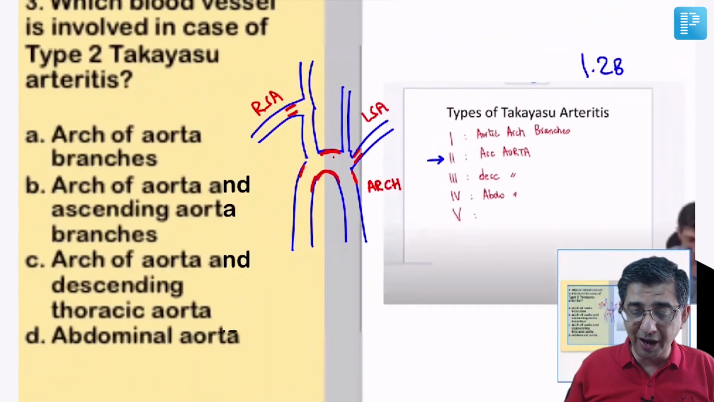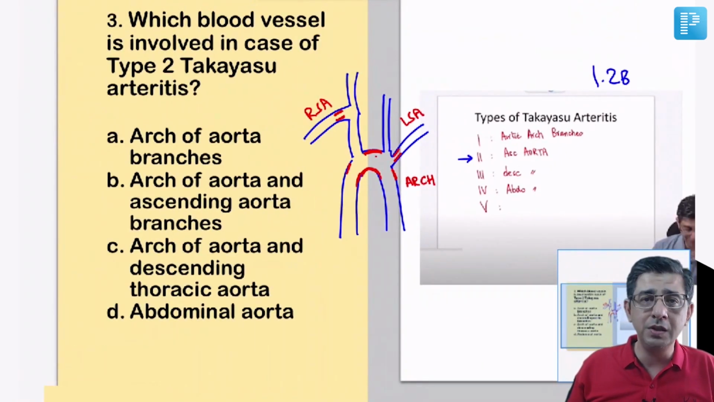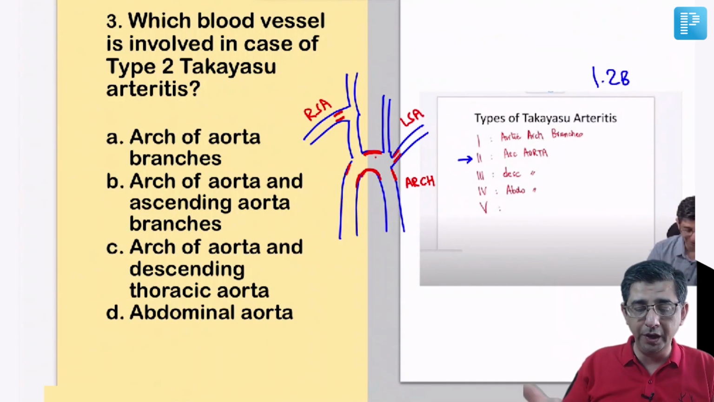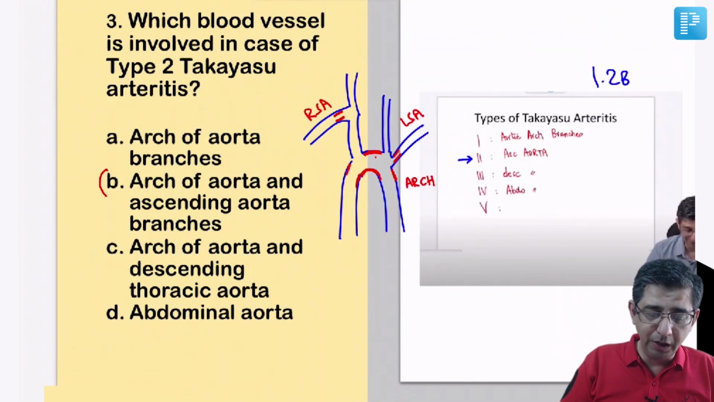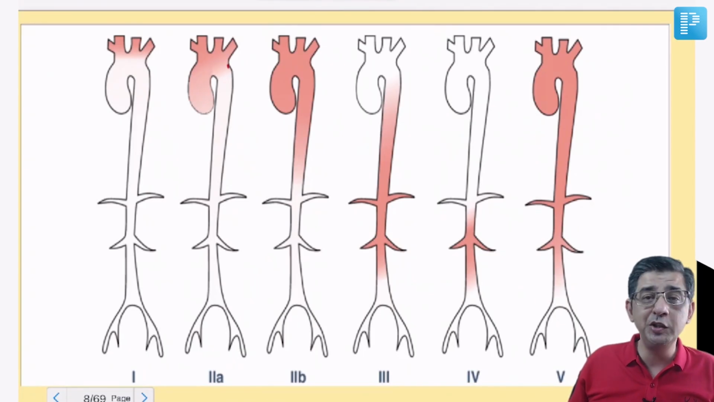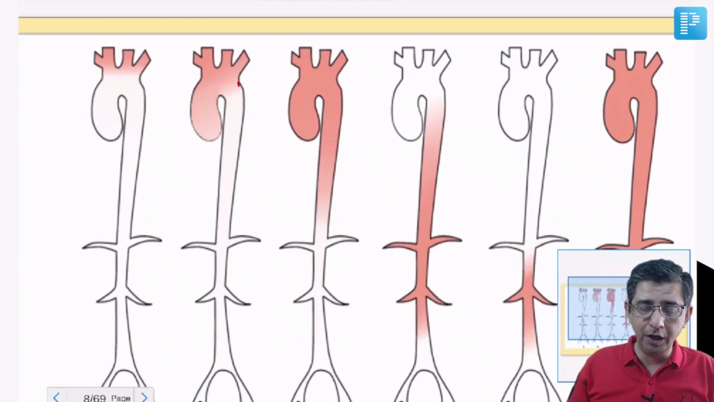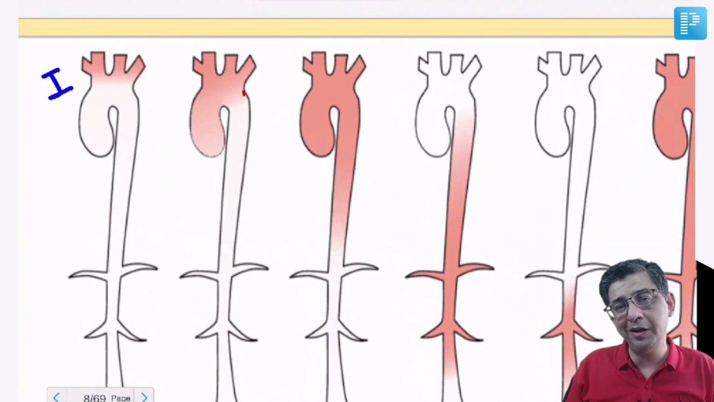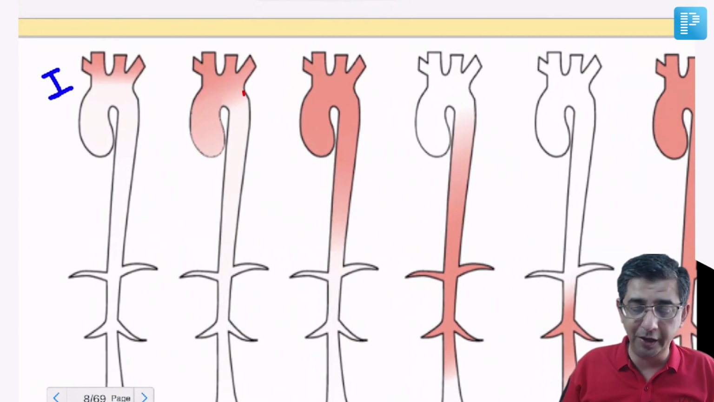So this was a fact-based question. Option A says arch of aorta branches. That's type 1. You just need to keep on going down. The answer to this question will turn out to be B. You can understand this better with respect to this particular diagram that I've highlighted. In fact, you can very well see that in type 1 Takayasu's arteritis, only the branches are getting involved.